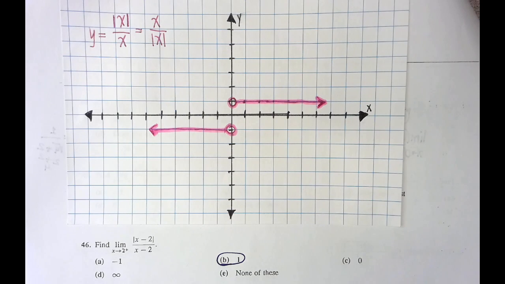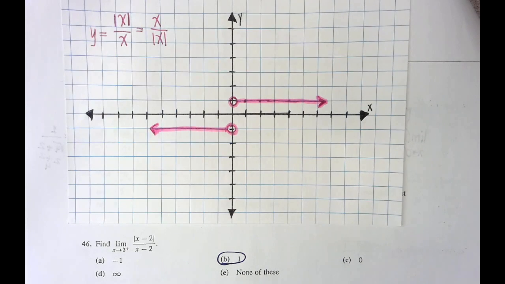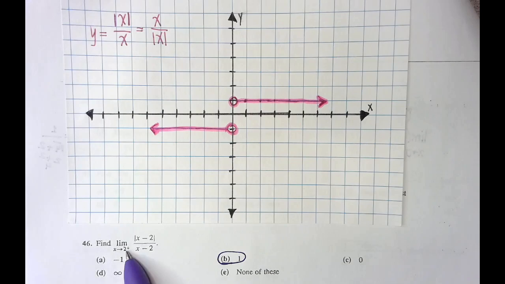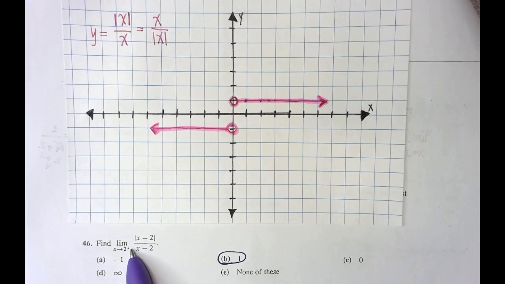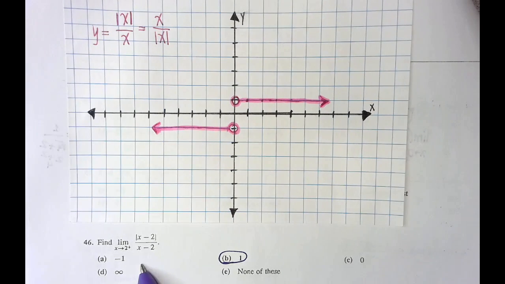The other thing about these is, if you're careful, what could you do? I never do it, but you can plug in any number to the appropriate side of that number, and you'll get your answer. So 2 from the right, I could plug in 3. 3 minus 1 over 3 minus 1, they're both positive 1. 1 over 1 is 1. I just worry that people are going to make silly mistakes, so just be careful with that.